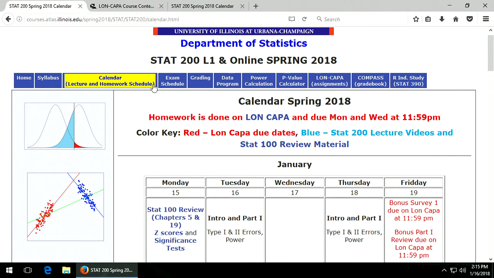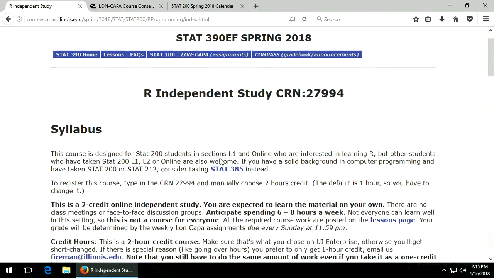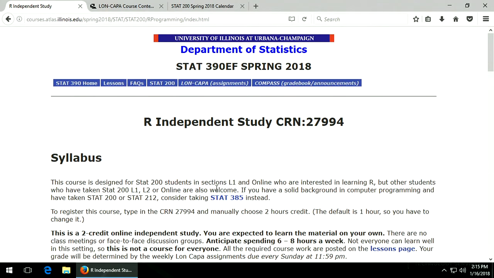The last thing I want to talk about here is this R independent study. Now, R is a statistical computing language that's very powerful and that's free, so people are using it a lot in all sorts of fields. And if you're going on in statistics, I think it's important to learn it.